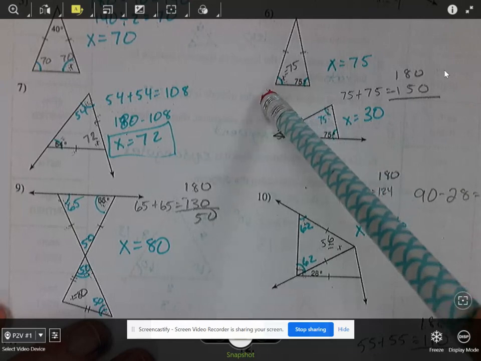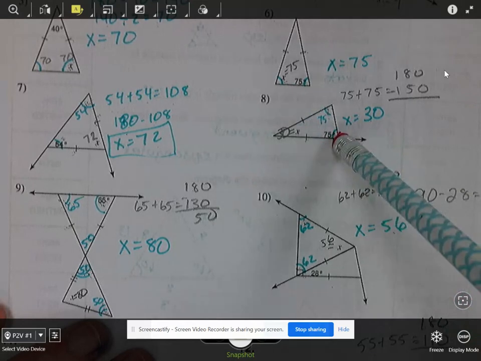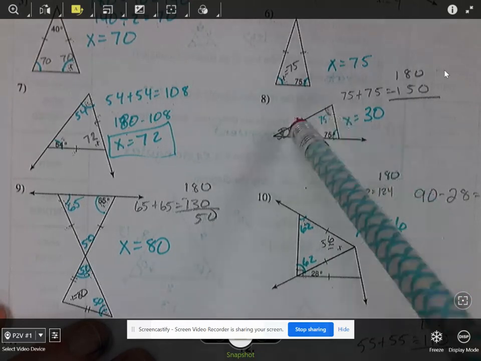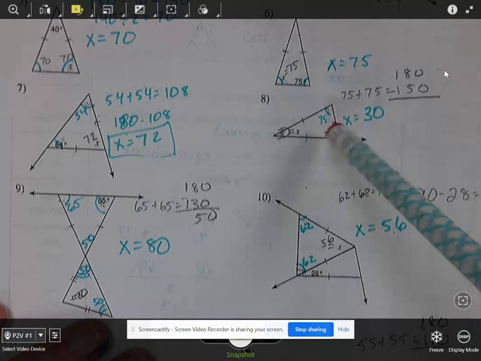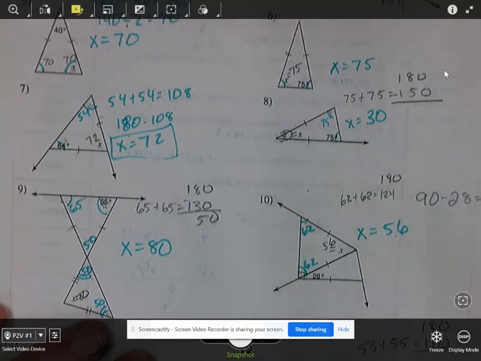Number 8, they gave you a base angle. So the other base angle is 75. So you had to find the vertex angle to find X. And that vertex angle is 30. So X equals 30.